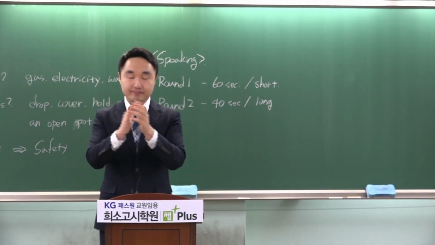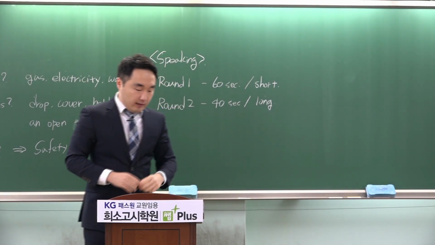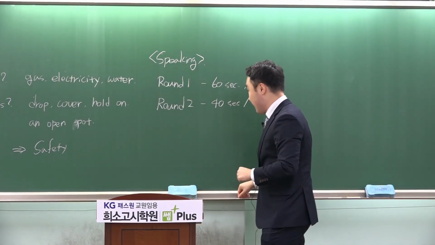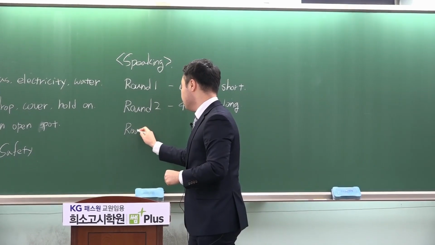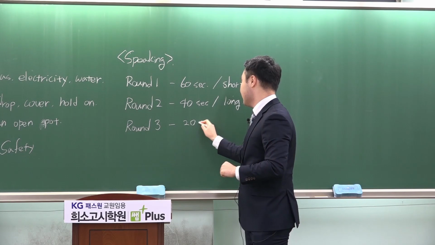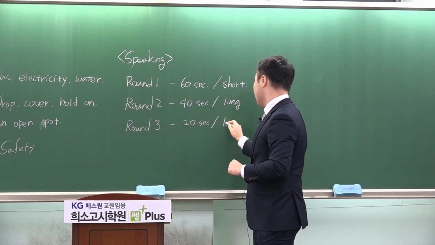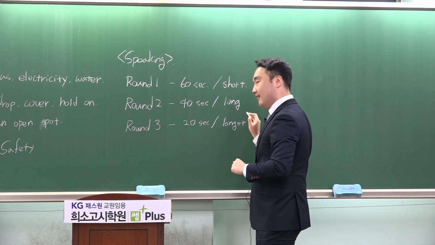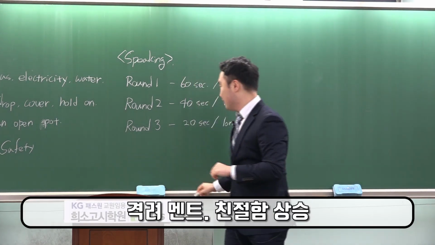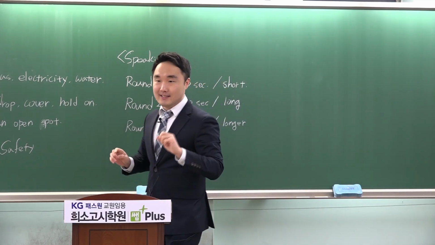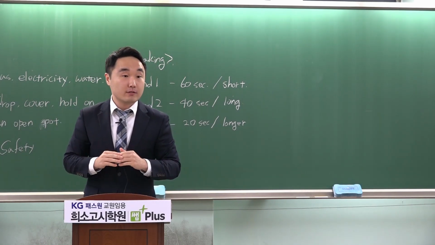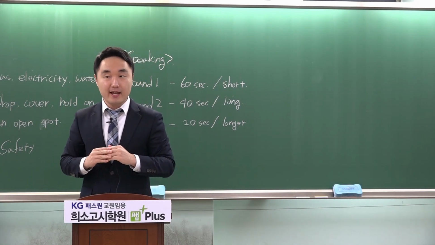Okay, time's up. So now we have finished the second round. It's time to move on to the next round, and that is round 3. I'm gonna give you only 20 seconds, and you have to make longer sentences. It becomes difficult, but I believe you can do this. So you have only 20 seconds to make your sentence to describe your picture card. Okay, let's go.